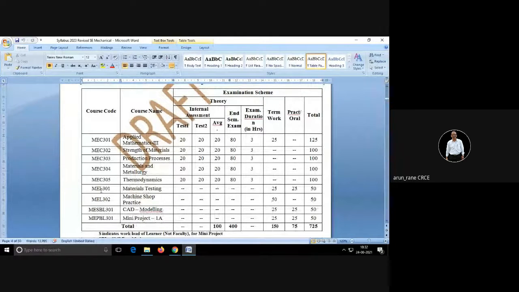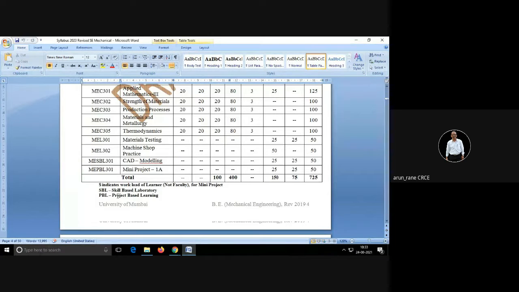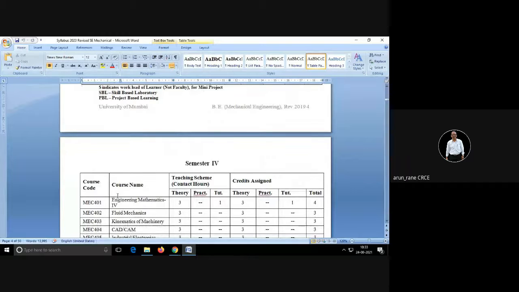The examination scheme: test 1 is 20 marks, test 2 is 20 marks, and the average will be taken. It is not best of 2. And then the end semester exam, if it is offline, will be for 3 hours, 80 marks. So the total will be 100 marks. There is no oral, there is no term work, no assignments.